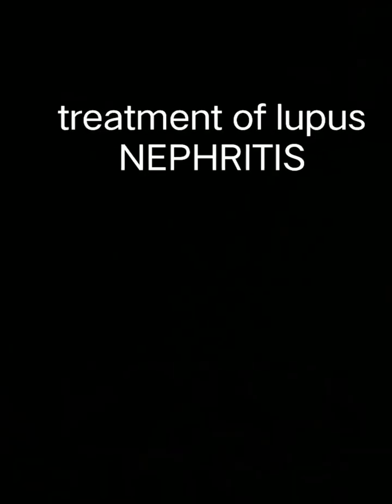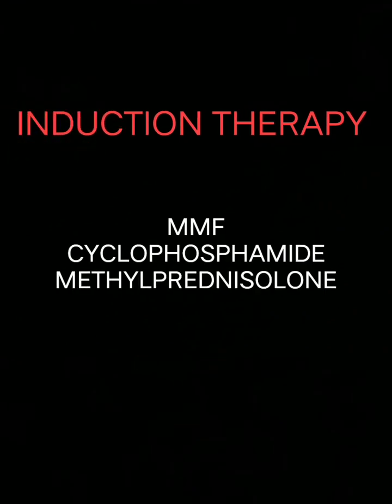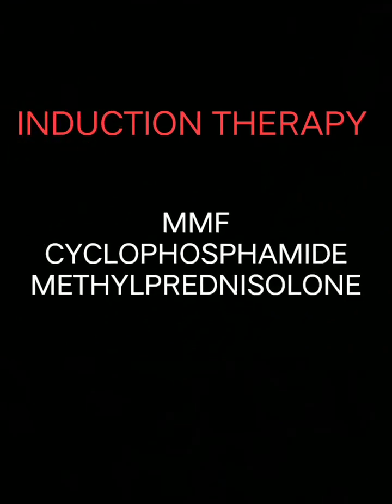In case of lupus nephritis, the medication is given in the following way. First, induction therapy, then maintenance therapy, and adjunctive therapy. Induction therapy includes mycophenolate mofetil, cyclophosphamide, and methylprednisolone. Maintenance therapy includes MMF and azathioprine, and adjunctive therapy includes HCQ, that is hydroxychloroquine.